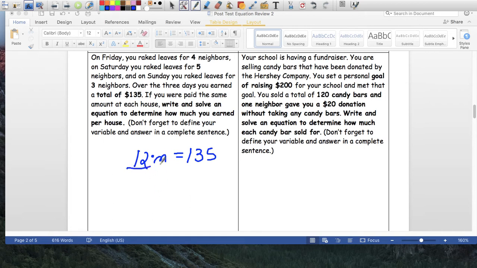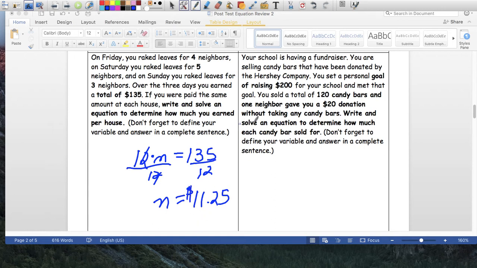So if you divide this by 12, this one is simple. Divide this by 12. And per neighbor, let's see how much you got. Alexa, what's 135 divided by 12? 135 divided by 12 equals 11.25. So each neighbor paid you $11.25.